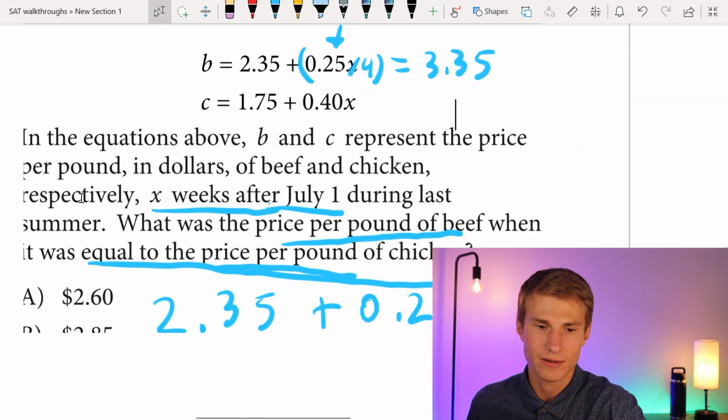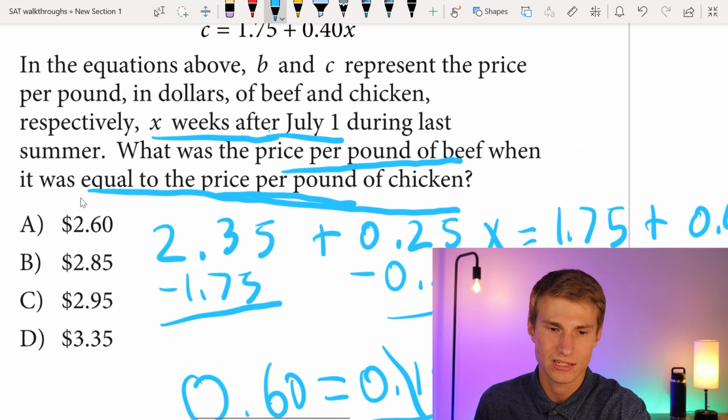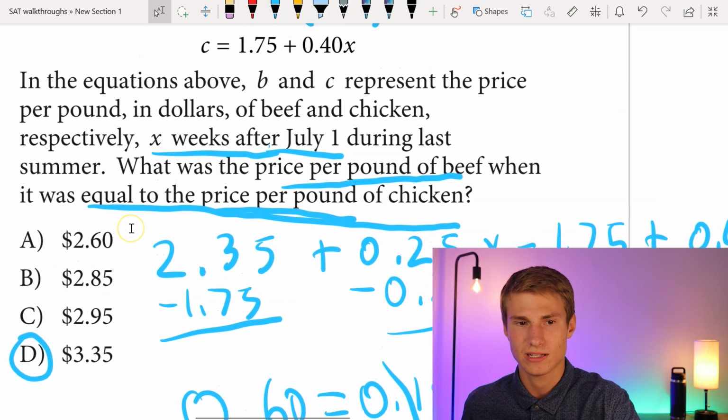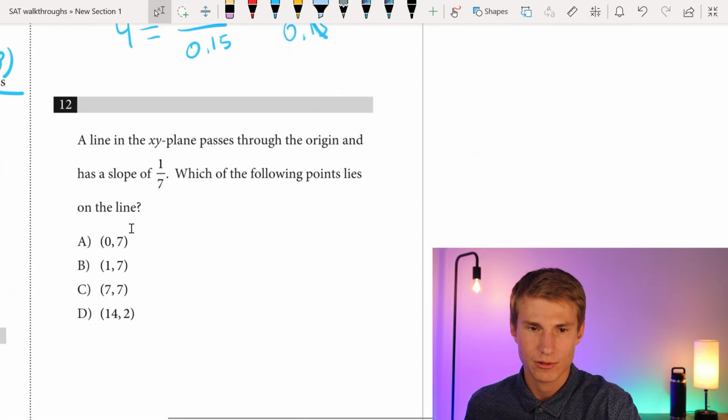So now all I got to do is find my correct answer choice with 3.35, and that's going to be answer choice D. So D will be my correct answer for number 11. Now we can go ahead and move on to number 12.